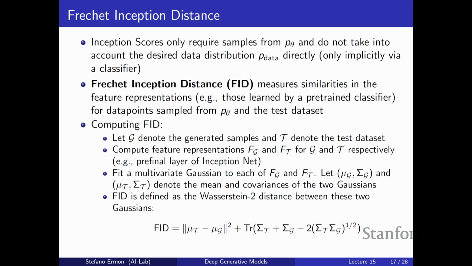So what's the intuition for using multivariate Gaussians? Like, why not any other statistic? Yeah, you could use other things. The reason they use multivariate Gaussians is that this Wasserstein-2 distance can be computed in closed form. But yeah, not particularly principled.